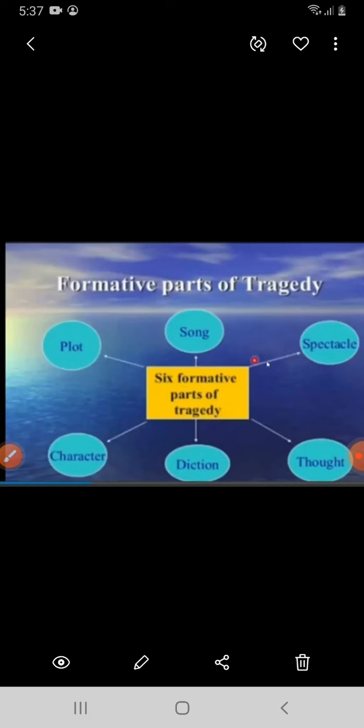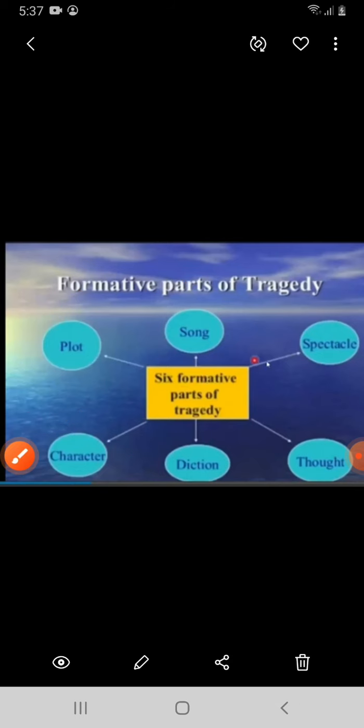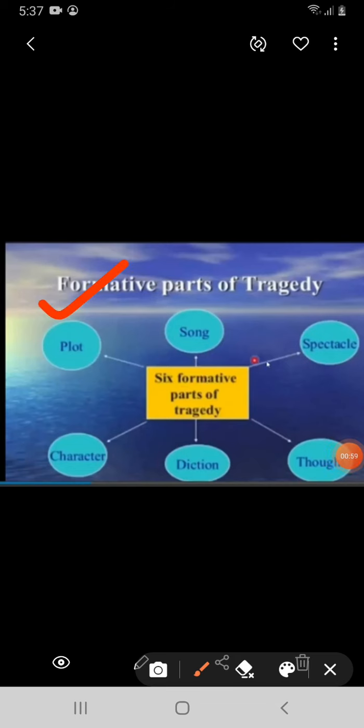All these components are very important. The very first one is plot. Secondly, character. Thirdly, thought. Fourth is diction. Then comes song. And finally, spectacle. So let's start with the very first one, and this is plot.